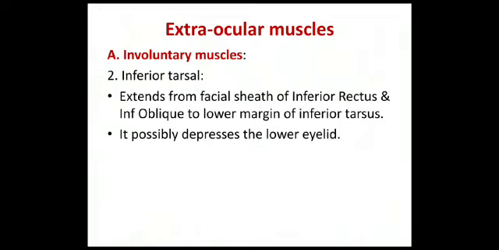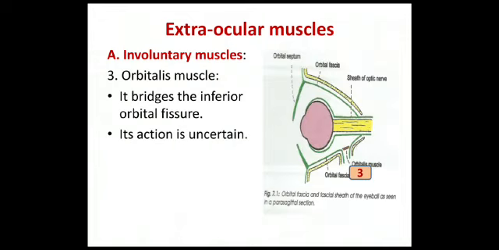The inferior tarsal muscle extends from the fascial sheath of the inferior rectus and inferior oblique to the lower margin of the inferior tarsus. It probably depresses the lower eyelid. Next, coming to the orbitalis muscle. This bridges the gap of the inferior orbital fissure. Its action is uncertain.